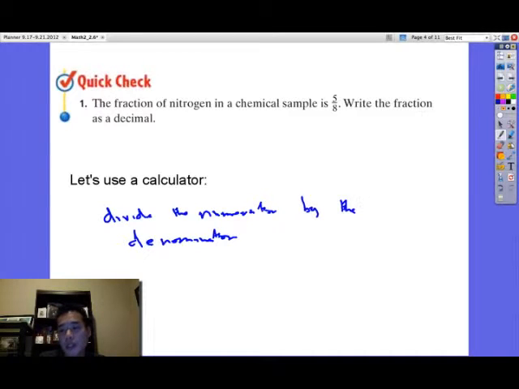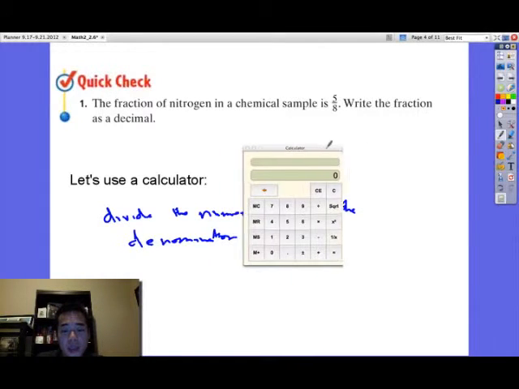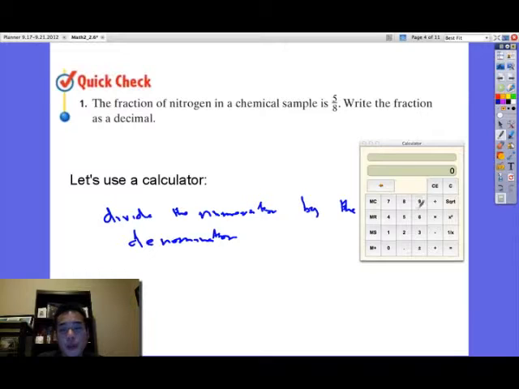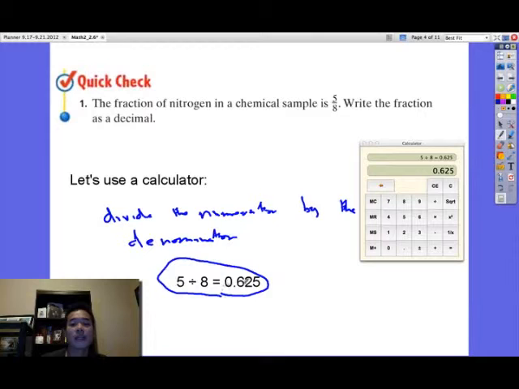Okay, so what you need to do is use your calculator, just like we did with decimals. You input the numerator first. In this case, it's 5 divided by 8, and you get this number, which is 625 thousandths. If you ask yourself, is this repeating or terminating? This would be considered terminating because it just stops after the 5. So that is how you convert a fraction into a decimal.